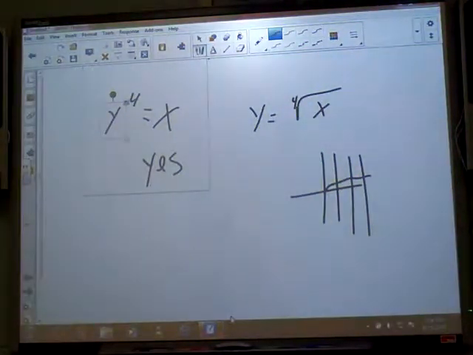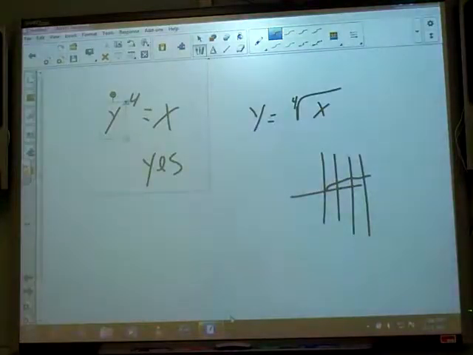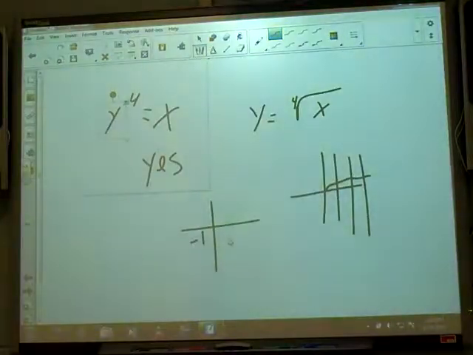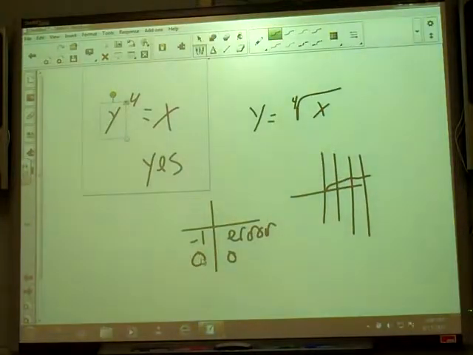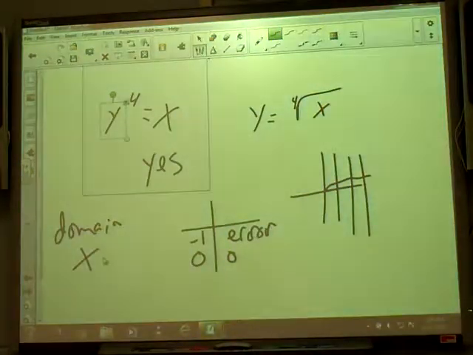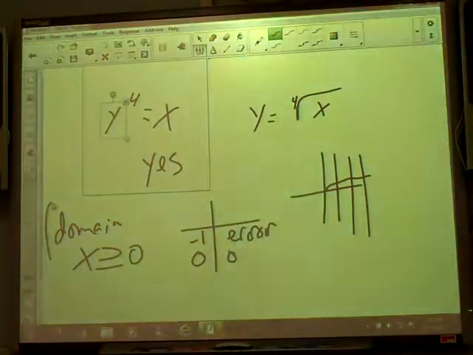Alright, we were looking at the domain. I had you in your table looking at the domain. At -1, it said the y was an error, because it's not there, because it didn't go past that. But at 0, what was the y? That's okay, right? Yes. So my domain, if the x is 0, it's okay. If the x is -1, it's not okay. So for my domain for this, I can say x has to be greater than or equal to 0. That's it.